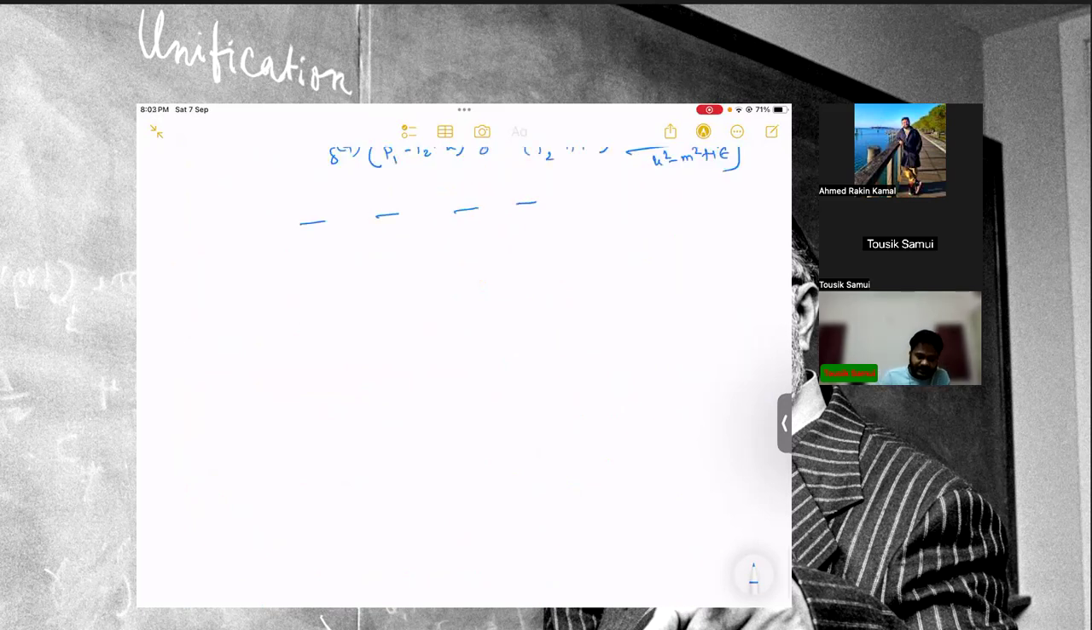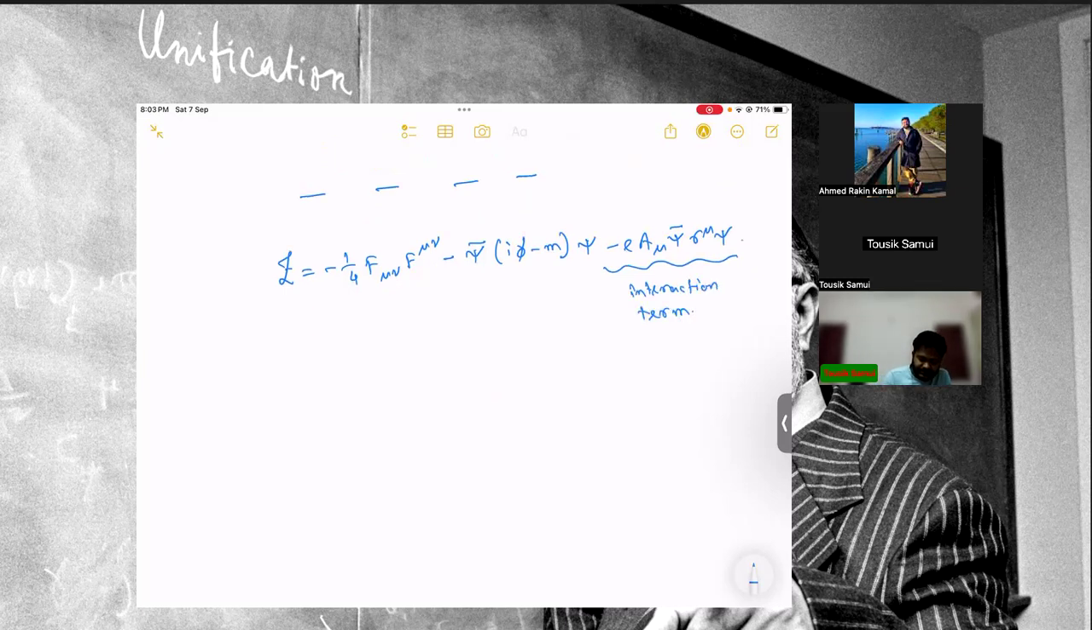And that is why now in case of QED, the Lagrangian is written as minus 1/4 F mu nu F mu nu, minus psi bar i del slash minus m psi, and e psi bar gamma mu psi A mu that we saw last time. So here, of course, our interaction term is this.